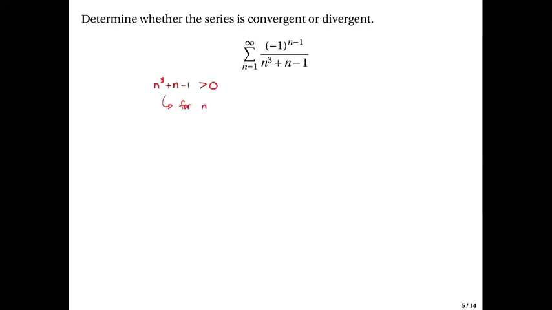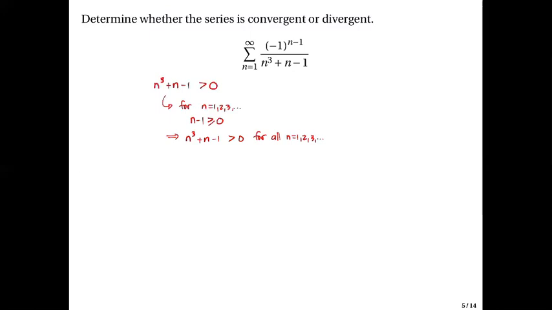For n equals 1, 2, 3, etc., your n - 1 is greater than or equal to 0. When n equals 1, you have 0. When n equals 2, you have 2 - 1, which is positive now. And of course, as you increase n, n - 1 will be positive. So this means that your n^3 + n - 1 is greater than 0 for all n, for all n equals 1, 2, 3, etc.